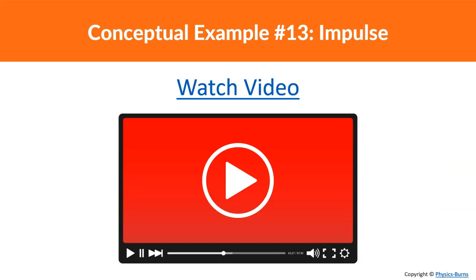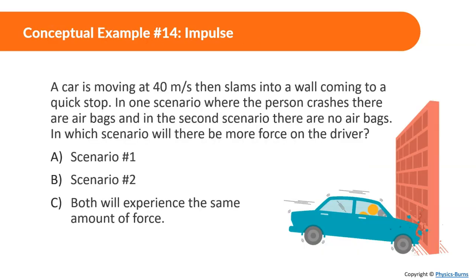Okay, this video will help with the next one, showing how airbags work. So next question. A car is moving at 40 meters per second, then slams into a wall, coming to a quick stop. In one scenario where the person crashes, there are airbags, and in the second scenario, there are no airbags. In which scenario will there be more force on the driver?